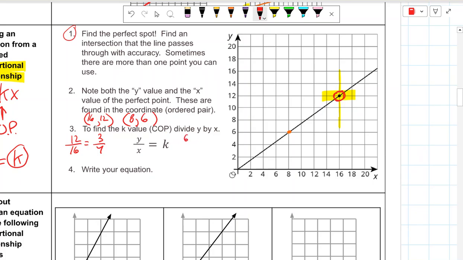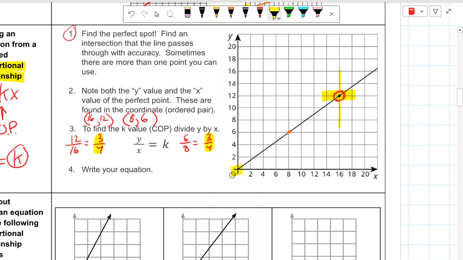Let's do the next one. 6 divided by 8 is also 3/4. So it looks like we have equivalence there. We do know that it's straight, and we see that it goes through the origin. So it is a proportional relationship.